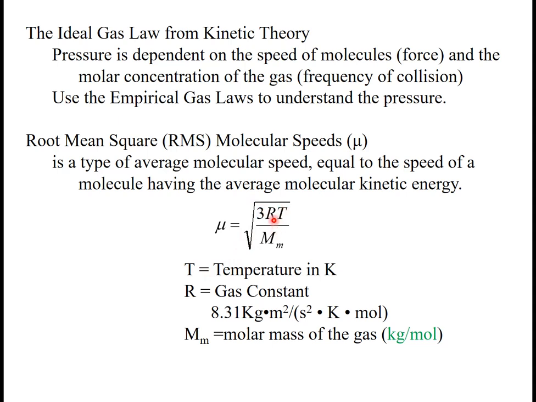Now, up until now, R has been 0.021 or 0.06. However, this time, because we're dealing with speed and not pressures, R is now 8.31. Temperature still has to be in Kelvin. The other thing is that molar mass, which we have done up until now as grams per mole, has to be in kilograms per mole.